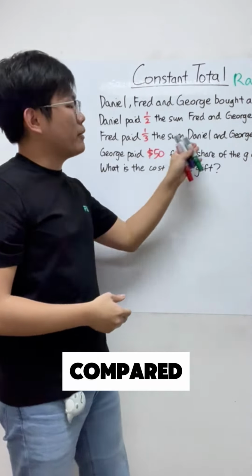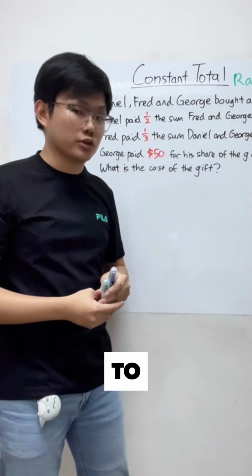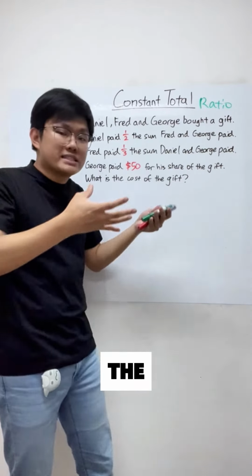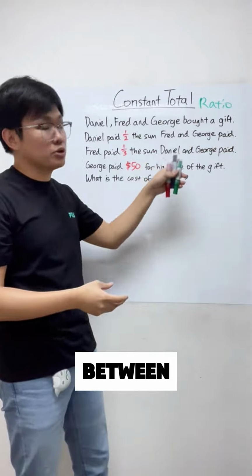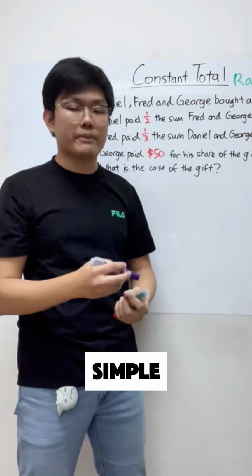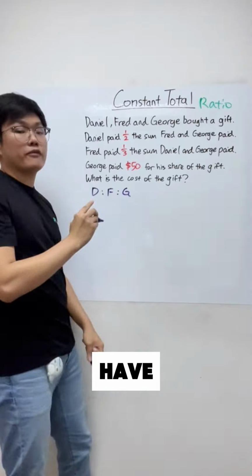Same for Fred, comparing to Daniel and George, we can also compare Fred to the total. This is because they paid the same total amount of money. It didn't change between these 2 points. So therefore, we can write a simple ratio to compare all of it. And we have 2 cases.